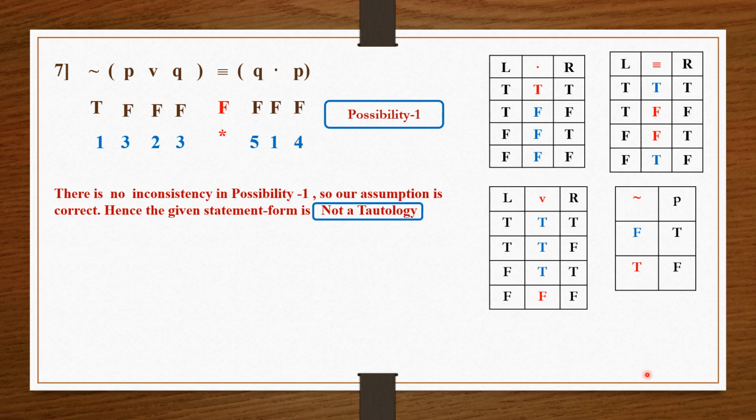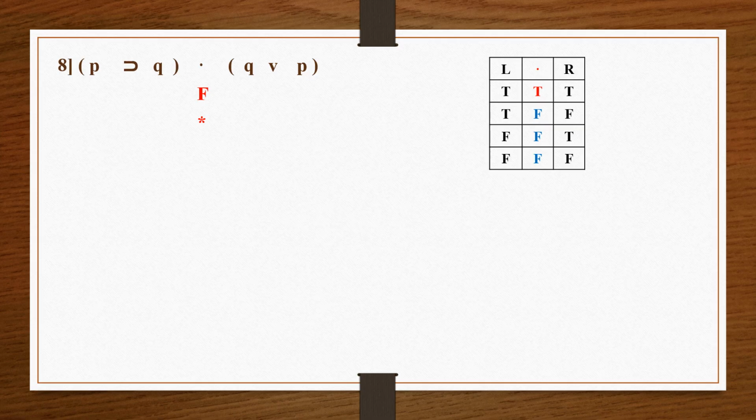So now we go to the next, that is the 8th one. Here the main connective is dot, conjunctive statement, conjunction is the main. So we write F below conjunction dot, and mark it with a star, which indicates that it is our assumption. Now when is a conjunctive statement false? Conjunction is false when at least one of the conjuncts is false. So there are three possibilities. So we write the first possibility. Left is true and the right conjunct is false. Now solve it 1, 1.